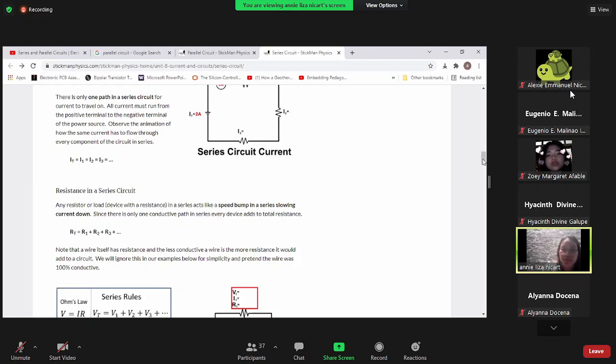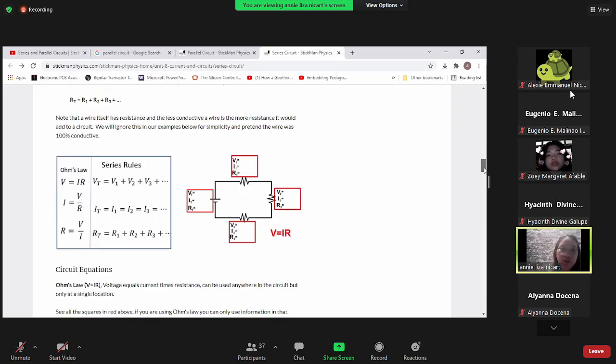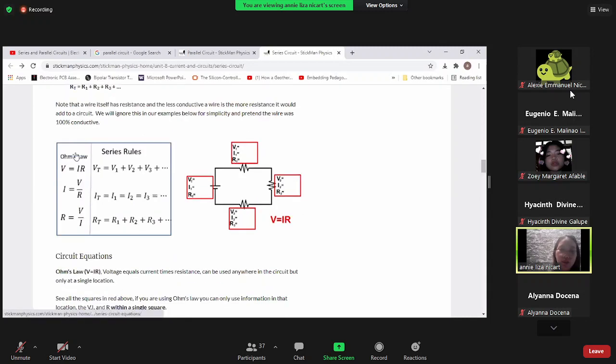Okay? Again, the only thing common in series is the current, meaning it is the same for all of them. Take note of that. Okay, here are the rules. We have Ohm's law here. These are the rules. VT is V1 plus V2 plus V3 and so on.